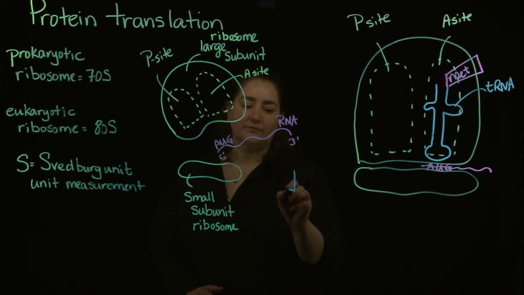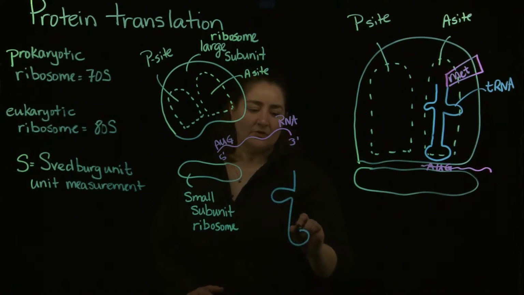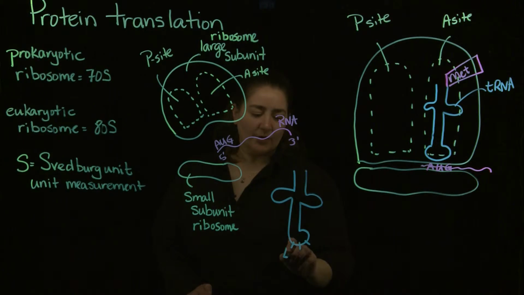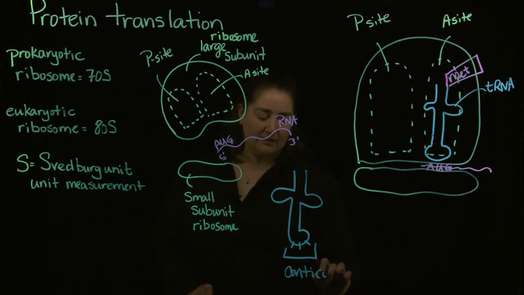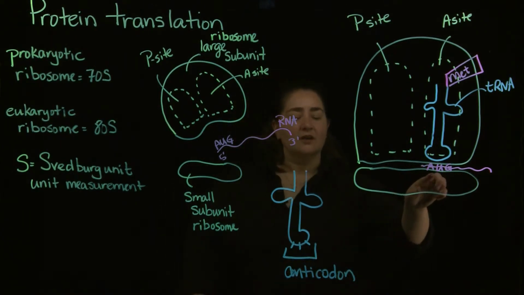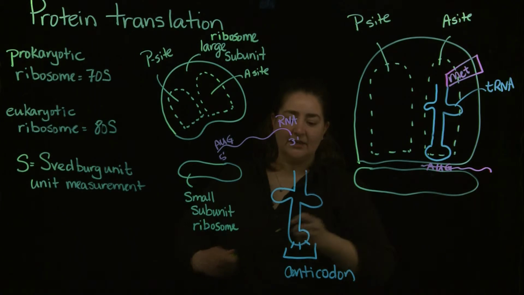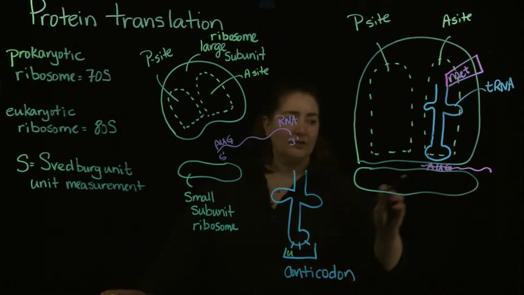On the tRNA molecule, I'm going to draw another one here just so you can see it. We're going to have a region that's called the anticodon. Essentially, it's going to be the complementary sequence to what's in our messenger RNA. So if we've got an A here, we'd have a U.